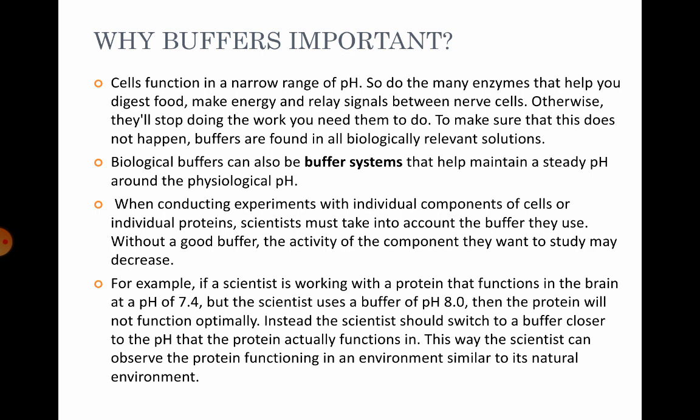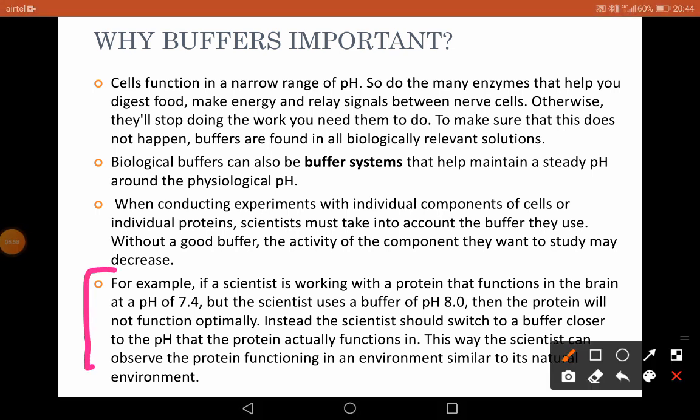For example, if a scientist is working with a protein that functions in the brain at a pH of 7.4, but the scientist uses a buffer of pH 8, then the protein will not function optimally. So this is the importance of buffers. When you are working with proteins or enzymes or receptors or antibodies, the physiological pH is very important, and even in in vitro experiments we have to maintain this pH by using buffer solutions. This way the scientist can observe the protein functioning in an environment similar to its natural environment.